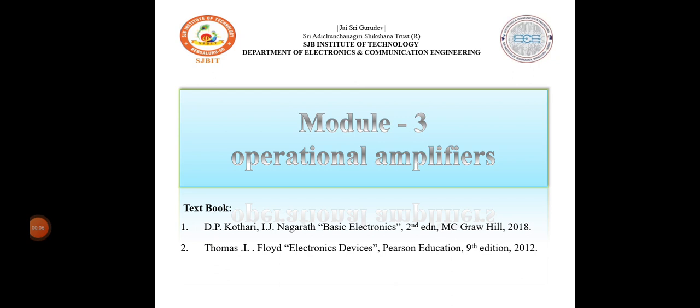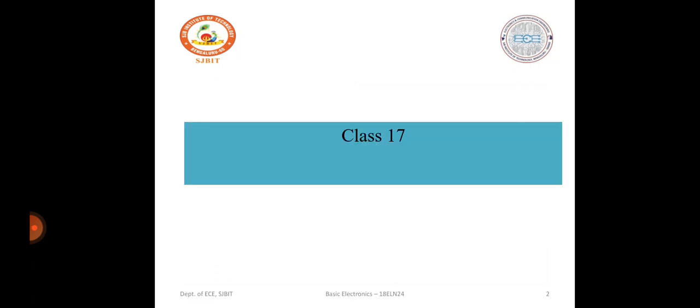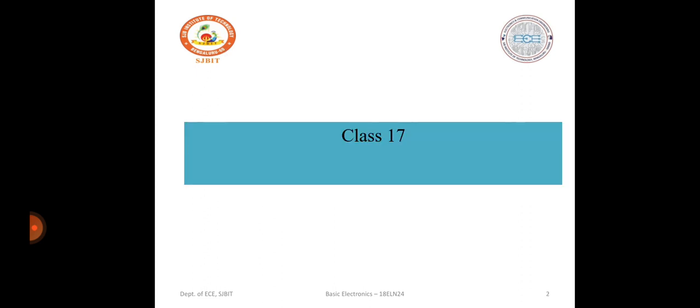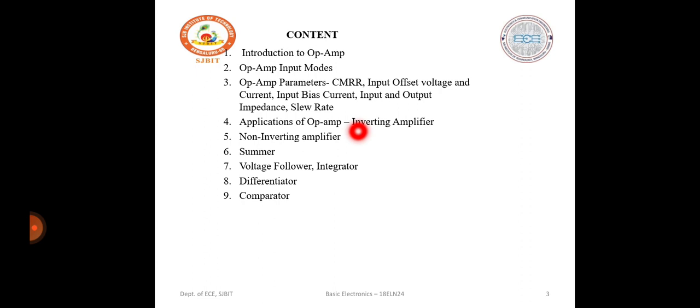Let us start. In this video, let us study module 3, that is operational amplifiers. In the operational amplifier, we are going to study the introduction to the op-amp, operational amplifier input modes, its parameters, and then the applications of op-amps. That is, it could be used as an inverting amplifier or a non-inverting amplifier, a summer, or a voltage follower, an integrator followed by a differentiator, and a comparator.